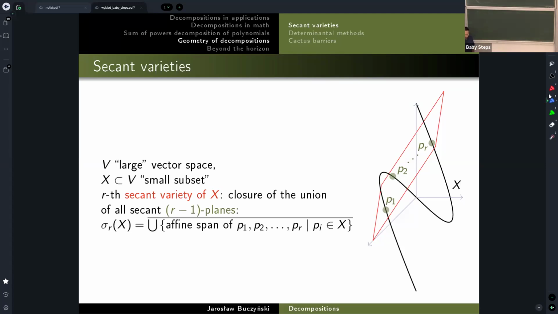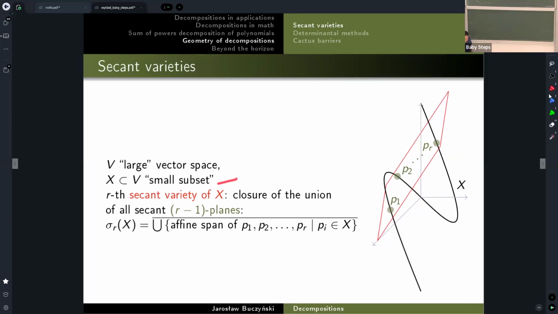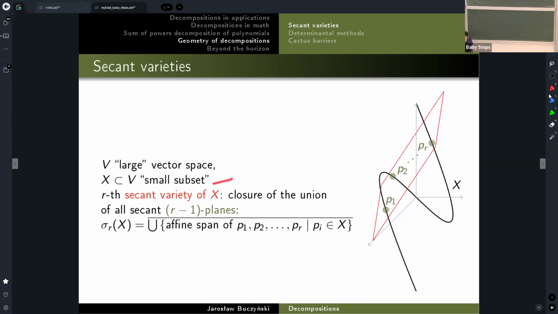The reason why I wanted X small and the vector space large is that if I take, for example, a curve in a 3-dimensional space, then typically, unless this curve is very, very special, already the second secant variety will just be everything. So it will not be very interesting. That's why I want the large and small sets.